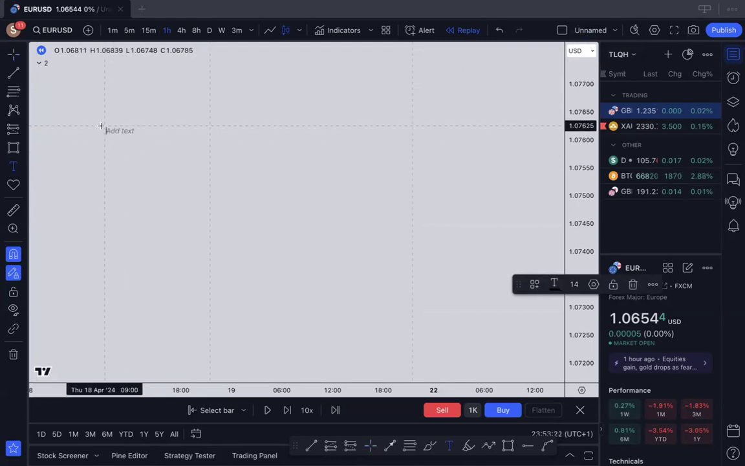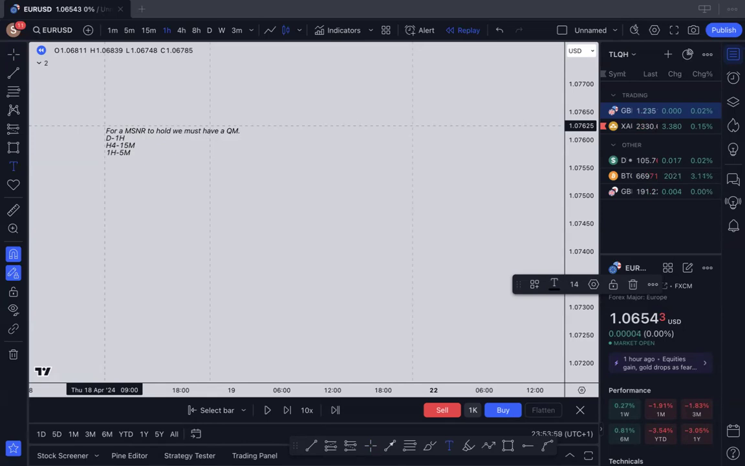For an MSNR to hold, we must have a QM. Now, what time frame do we look for? If we're looking at the daily, we look for a 1 hour QM. If we're looking at the H4, we're looking for a 15-minute QM. If we're looking at the 1 hour, we're looking for a 5-minute QM.